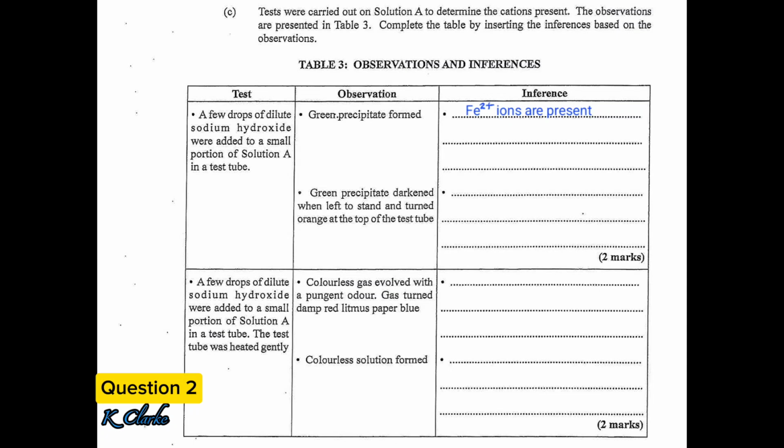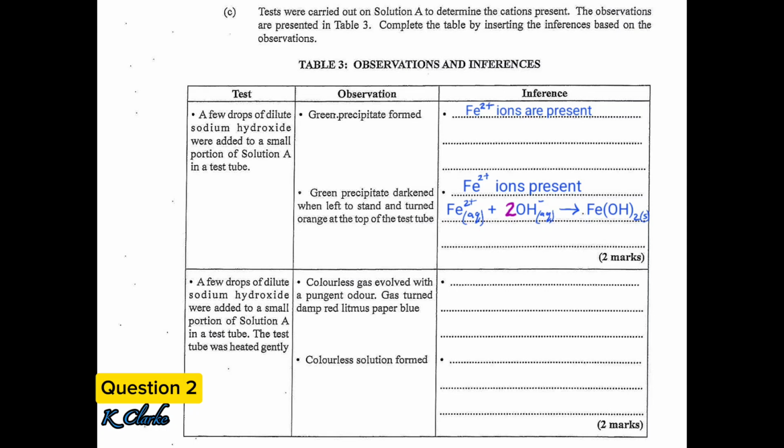The equation will be Fe2+ aqueous plus hydroxide ion aqueous combine to form iron hydroxide, which is a solid. This equation is not balanced. In order to balance this equation, we are going to write the numeral or coefficient 2 in front of the hydroxide ion.